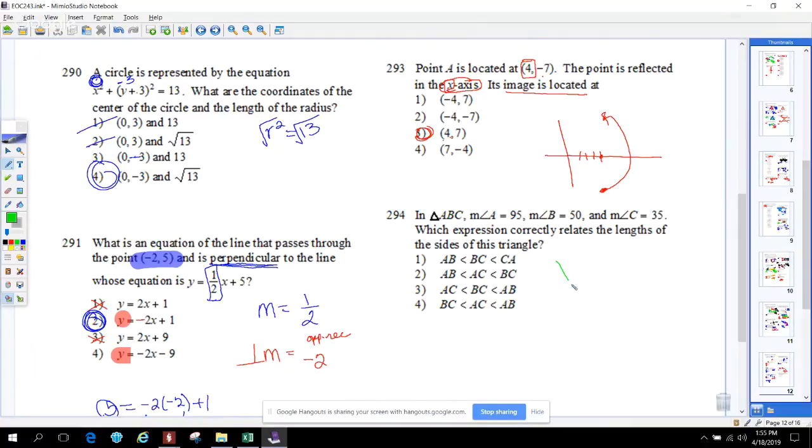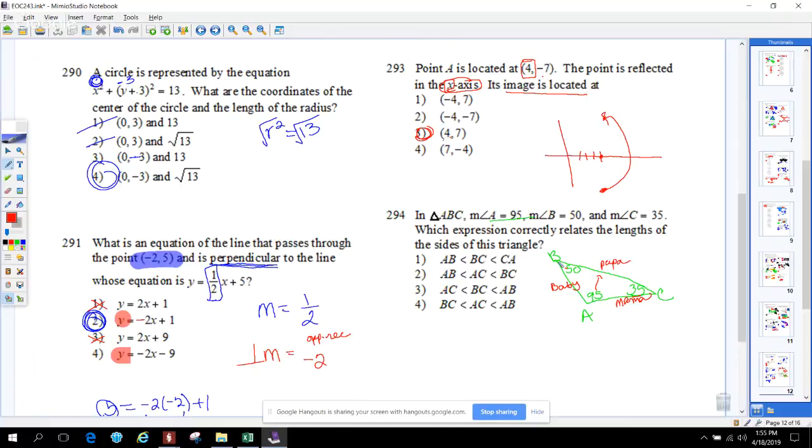We have triangle ABC. I noticed that A is 95, so I'm making my triangle obtuse. 95. B is 50. C is 35. This is another one where we do the 3 little bears. So 35 is our smallest angle, so the side opposite is our baby bear. 50 is our mama bear. And opposite 95 is going to be our papa bear.